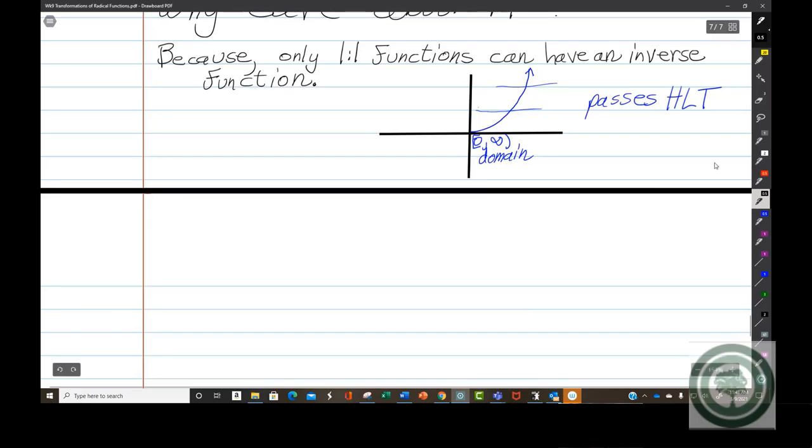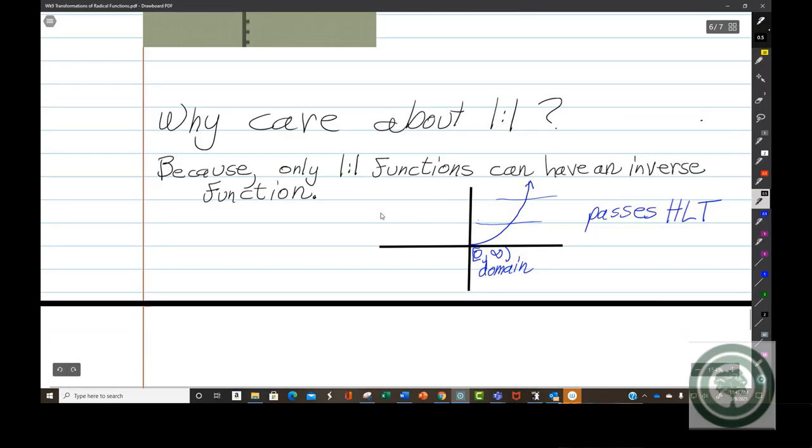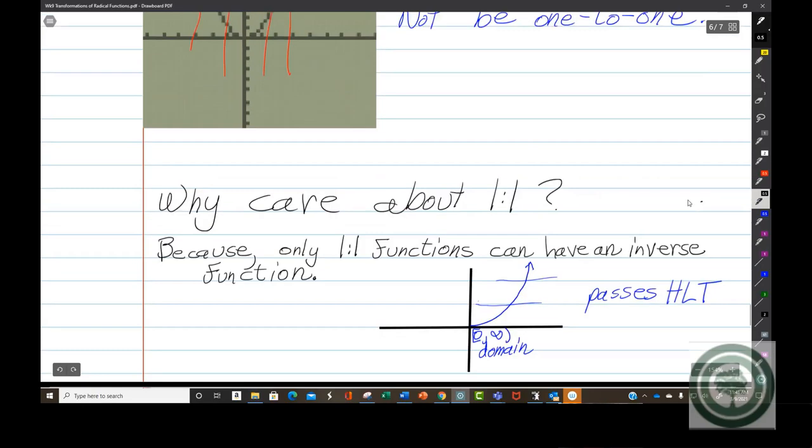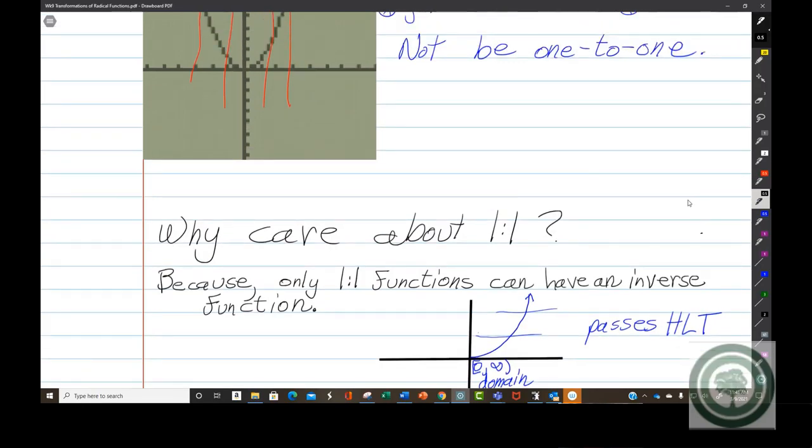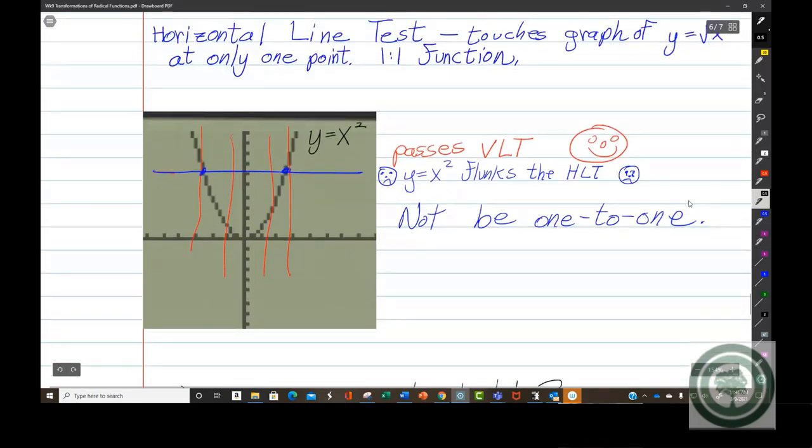So I'm just telling you, there is a way to kind of sort of cheat a little bit and get an inverse where you really shouldn't have one. And that's by limiting the domain, because this is a one-to-one function on that limited domain. But that's one of those more advanced math things. Basically, you would say y equals x squared on its whole domain, right? The whole thing is not one-to-one, and therefore we can't find an inverse for it. So anyway, that's why people care.